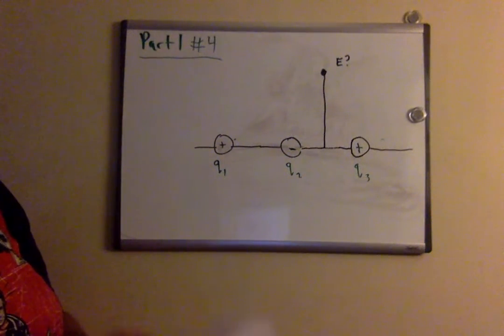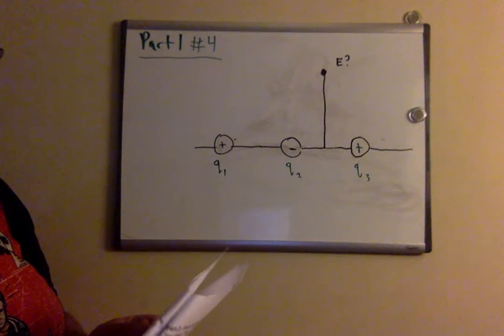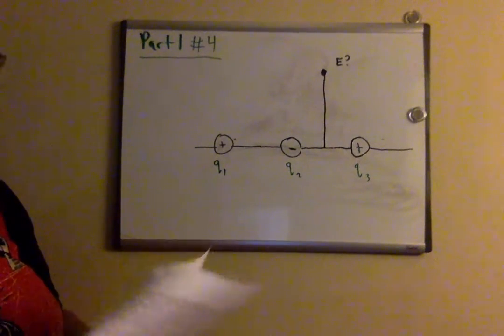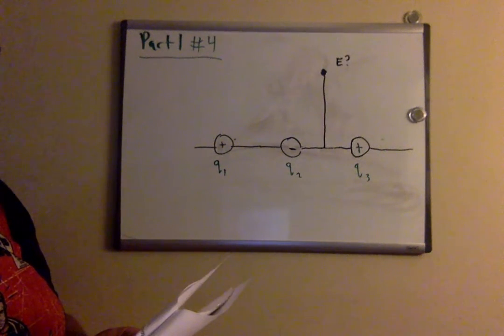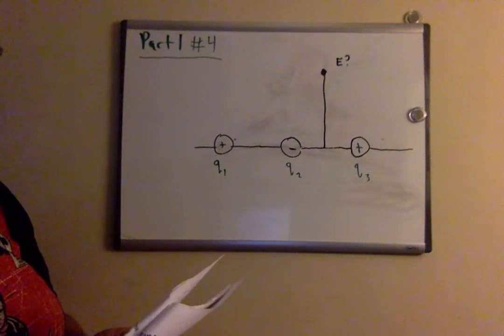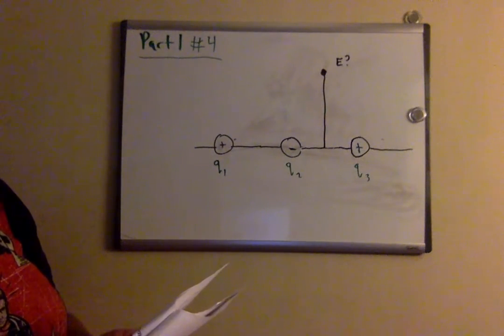Okay, so part one, number four. Three charges of equal magnitudes are fixed in place and equidistant from each other. What is the direction of the net electric field due to the three charges at the point shown below, located at the perpendicular bisector of Q2 and Q3?